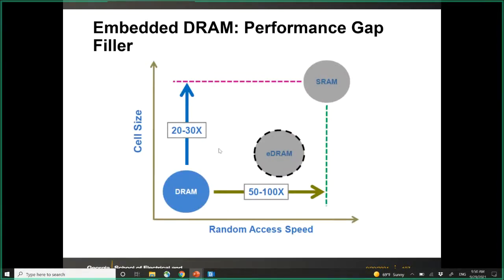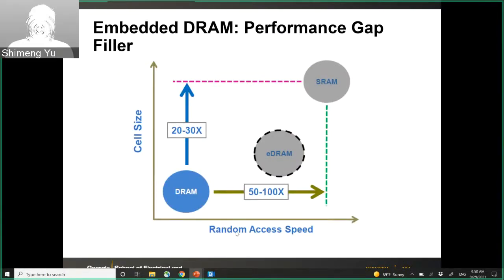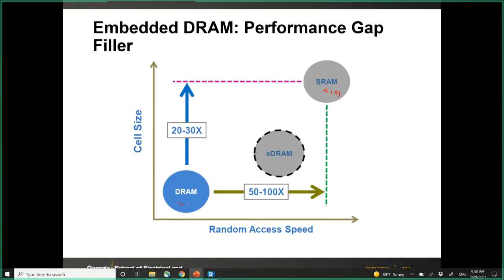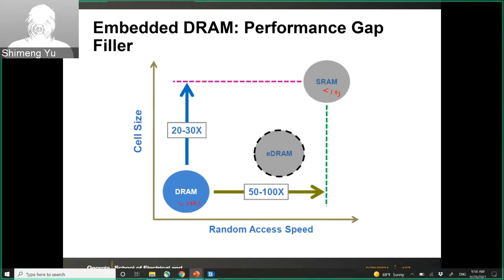And eDRAM, if you look at the specs, in terms of random access speed, is somewhere between the DRAM and SRAM. For example, with SRAM, we know you can get the data in 1 nanosecond. And DRAM, you may need, let's say, 20 nanoseconds to 40 nanoseconds for the row cycle time. And eDRAM, typically, let's say 2 to 3 nanoseconds. So that is the target for the eDRAM.